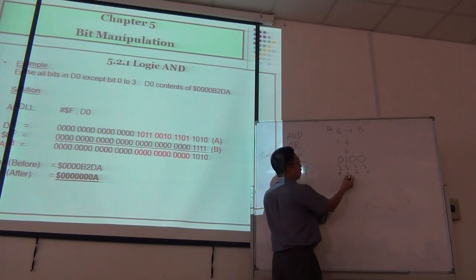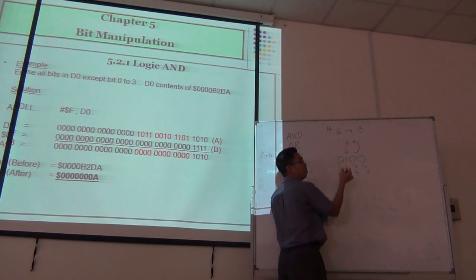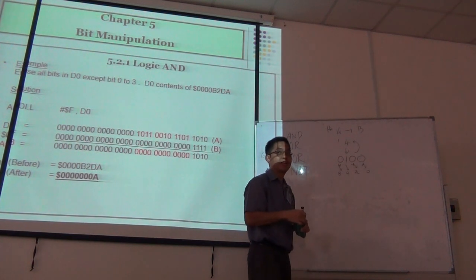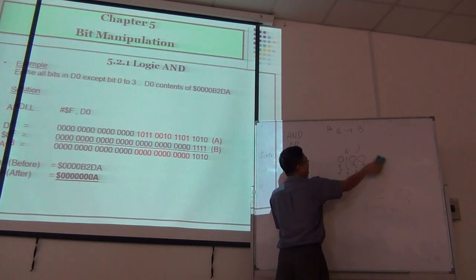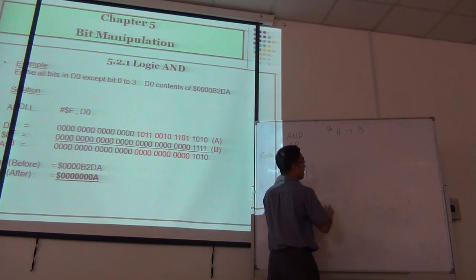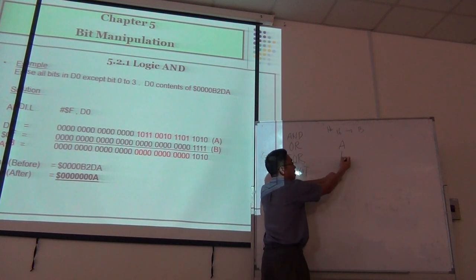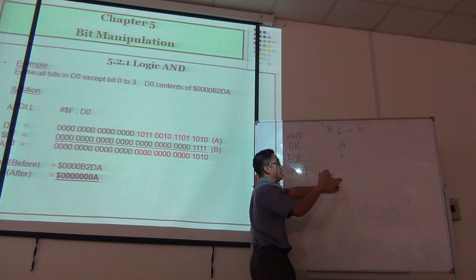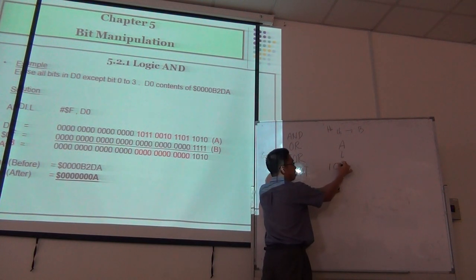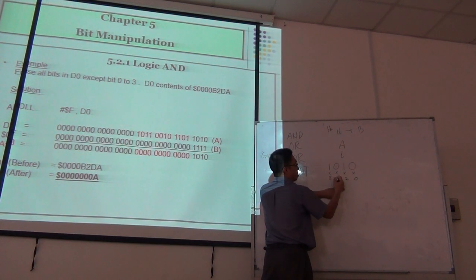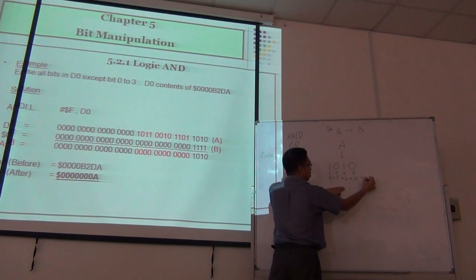So 4 times 1 is equivalent to 4. The rest is all plus 0, right? Okay, let's go for 10. 10 means 8 plus 2. So you have to convert directly to binary, you must have 4 digits of binary numbers. So this is 1 0 1 0. This is 1 times 8, 0 times 4, 1 times 2, 0 times 1. This is all added, equivalent to 10.